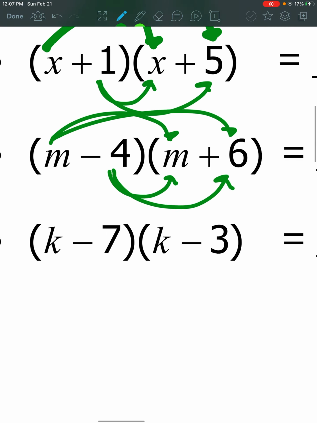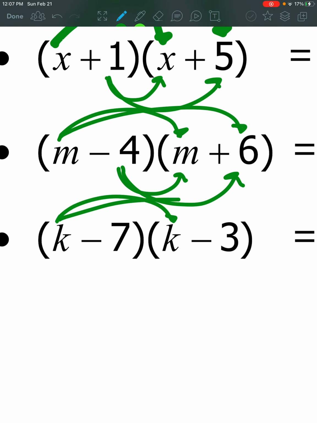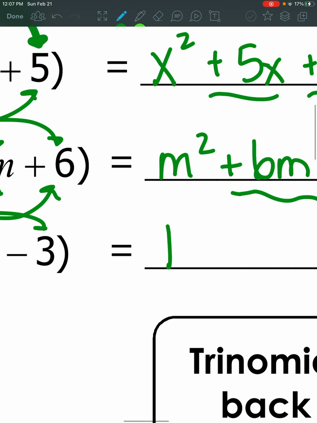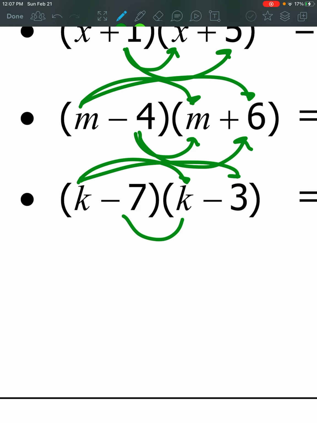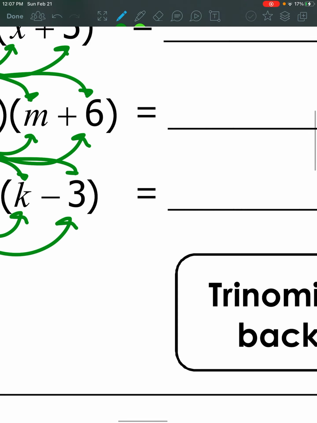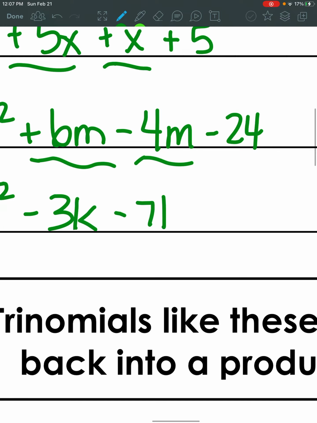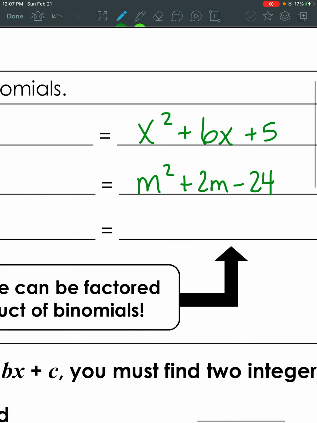And last example, now we have both of them are minus, so k times k minus 3k, and then we have the negative 7, so minus 7k, and then the negative times a negative, so it will switch to plus 21. Combine the middle terms, so we have k squared minus 10k plus 21. And I think I did all of those correctly. But this should all be review on your end. We've already done all of this.